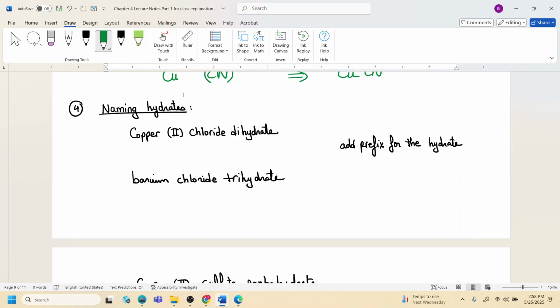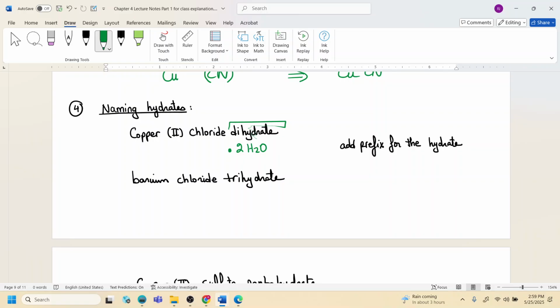So an example of a hydrate is copper 2 chloride dihydrate. So here I'm indicating how many water molecules I have. I have 2 water molecules here. So di means 2 and hydrate is water. So I'm going to put a dot and put 2 water molecules in there. So what does that mean? It means that copper 2 chloride is my inorganic molecule, and this molecule has in its lattice 2 water molecules around it, okay?